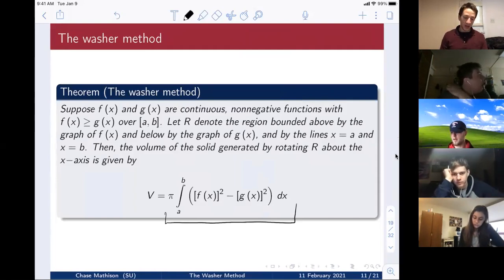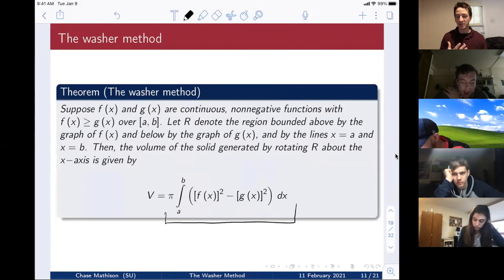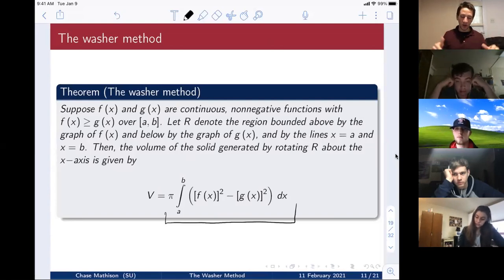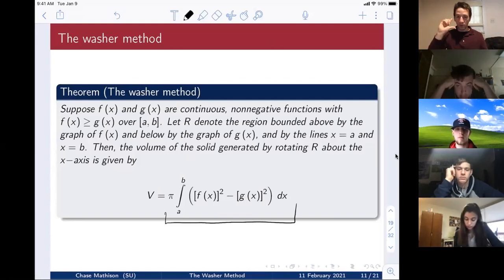Okay, so if f of x and g of x are continuous, non-negative functions, and f of x is bigger than g of x on the interval a to b, then letting R be that region between f of x and g of x, and we're assuming this is between x equals a and x equals b, the volume of the solid that you get by rotating R about the x-axis is given by this integral here, pi times f of x squared minus g of x squared.